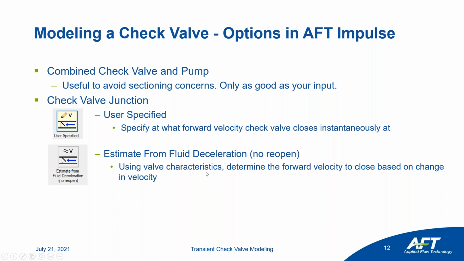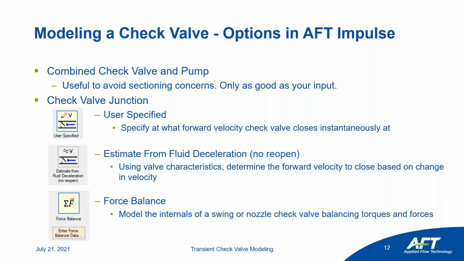So all those characteristic curves, those are all built into Impulse already for you to pull from, and that will determine that forward velocity to close for you based on the deceleration. So especially if you're looking at a range of transient events that can cause a reverse flow, it would be good to see how the check valve reacts to that range of circumstances instead of just setting one forward velocity and assuming that it'll be the same across all those decelerations.